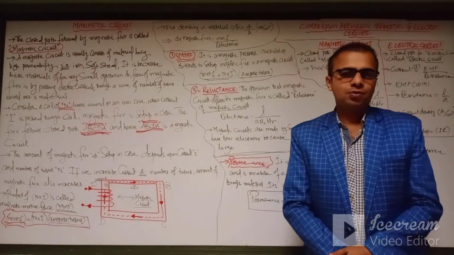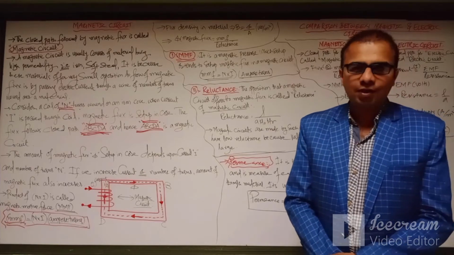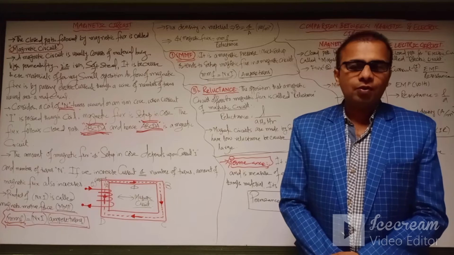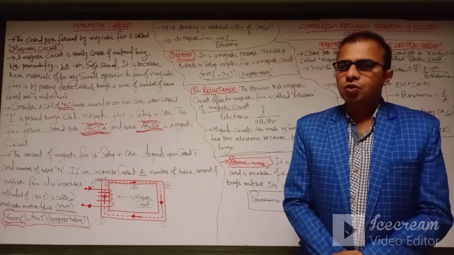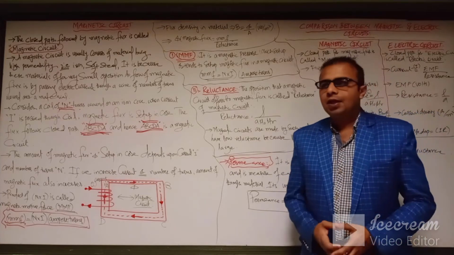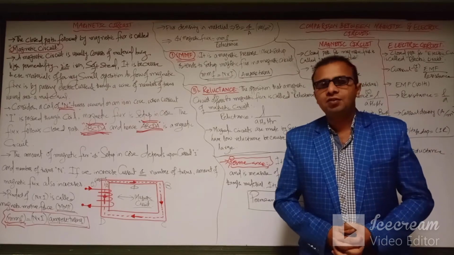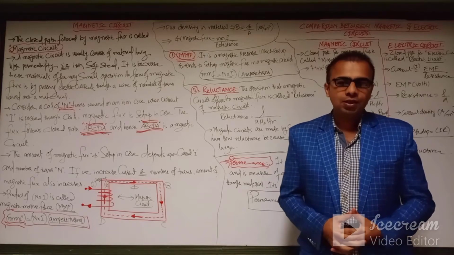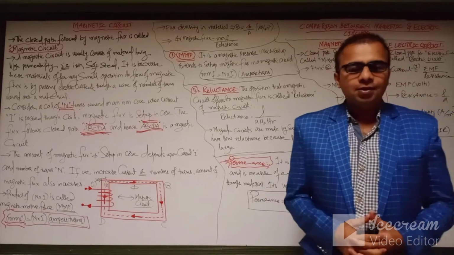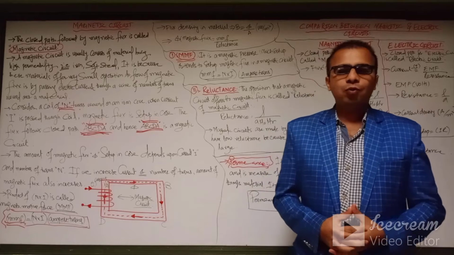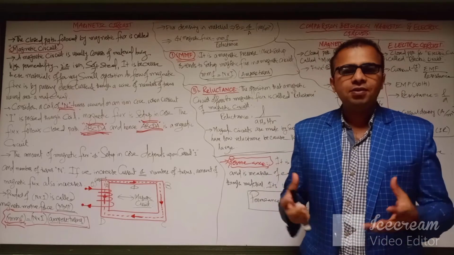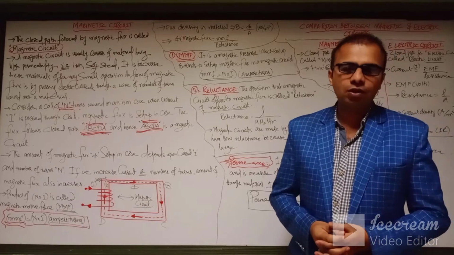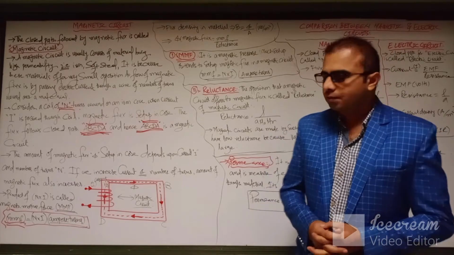Before starting the concepts regarding magnetic circuits, we have to know about the magnetic field. So what is the magnetic field? A magnetic field can be defined as the area or region around a magnet in which the magnetic poles experience a force of attraction or repulsion. That is called a magnetic field.